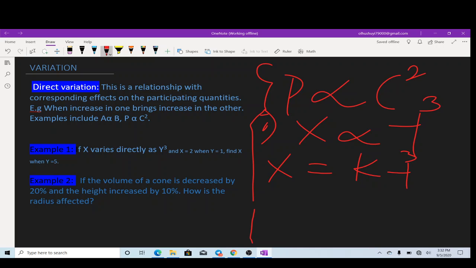So here you have your X. X is 2 already. 2 is equal to K times 1 raised to power 3. My dot is representing the multiplication sign, don't forget. And 1 raised to power 3 is still 1. That means K will be equal to 2 divided by 1, and that is 2. So that means our constant is 2. Now we can solve any question we want to solve.